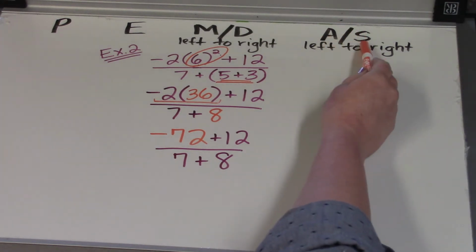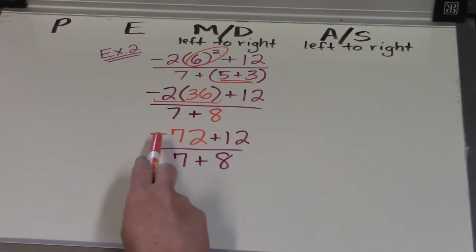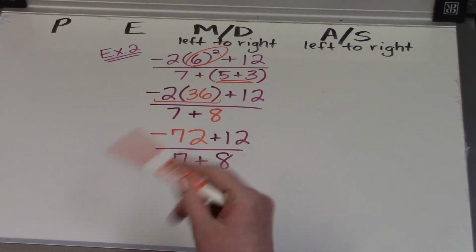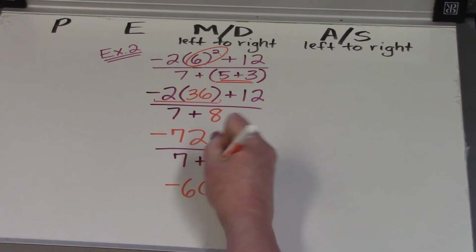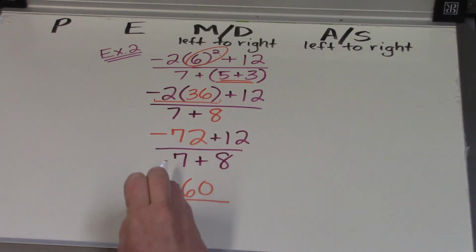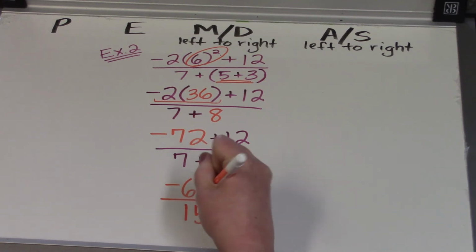Finally, we're going to add or subtract from left to right. So if I do the numerator, I have -72 plus 12, which is going to give me a -60. And in the denominator, I have 7 plus 8, which gives me a 15.